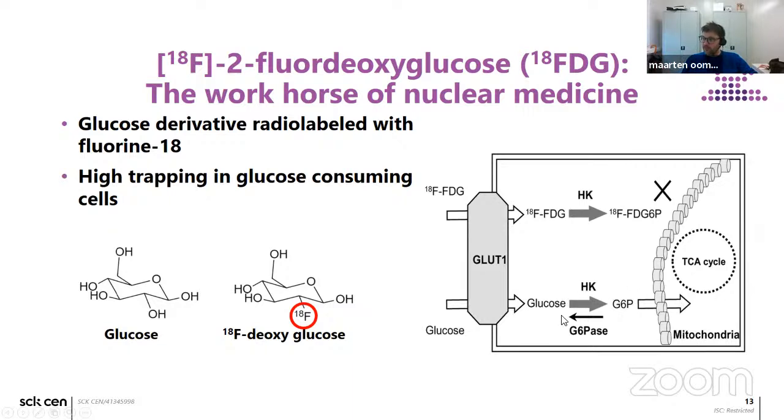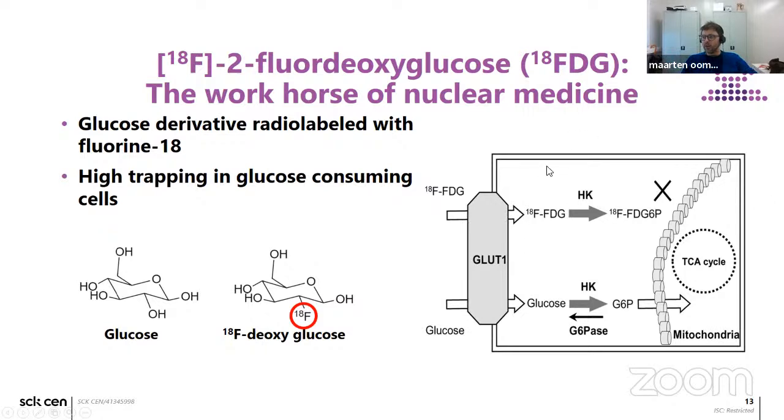For glucose itself, this is a reversible process, so you can basically switch easily between glucose and glucose 6-phosphate. However, with FDG, that's not possible due to the location of fluorine-18. Your enzyme cannot recognize it anymore. And basically, once FDG is in, it's a bit of a trap.